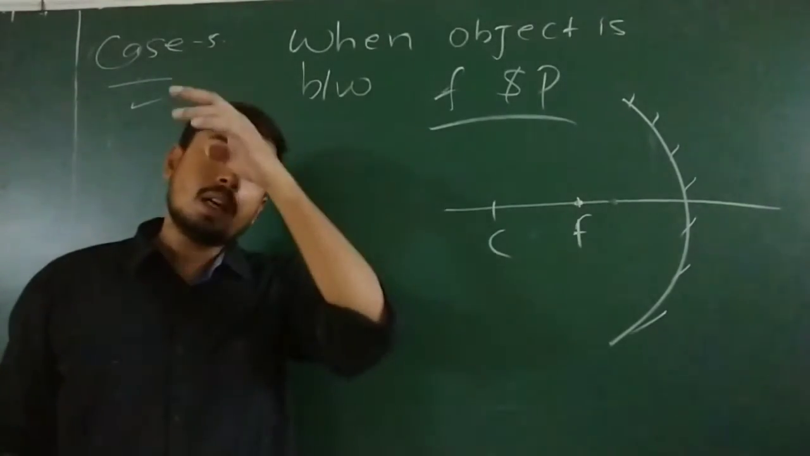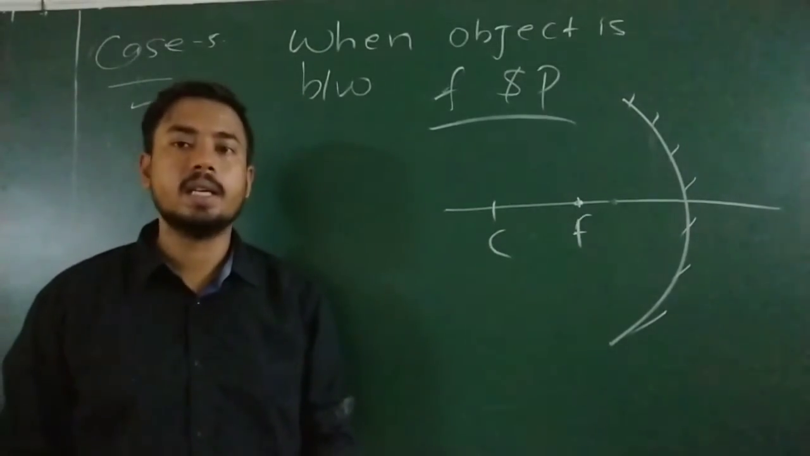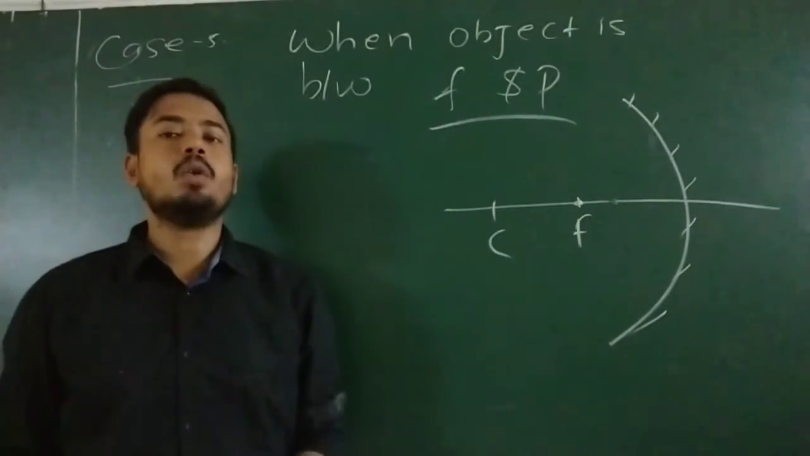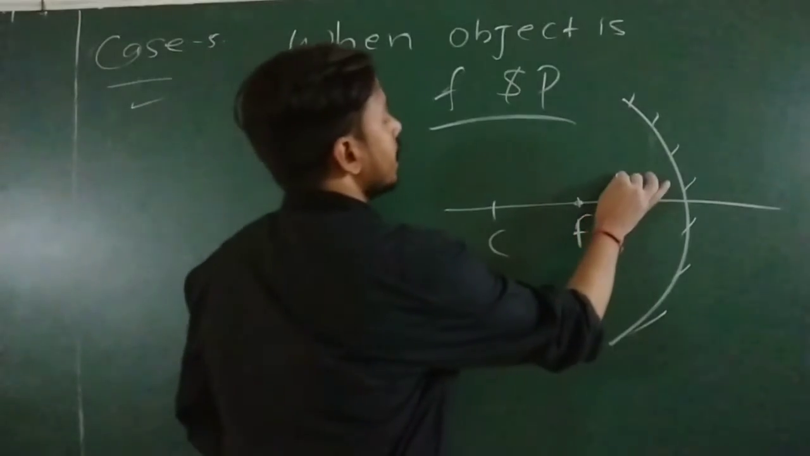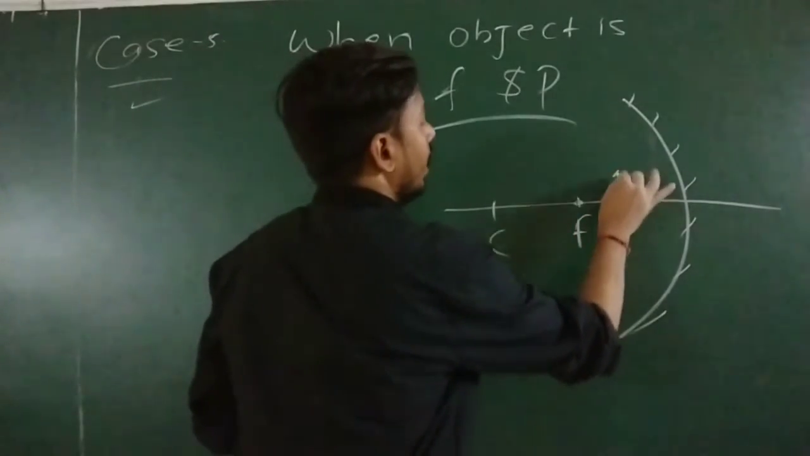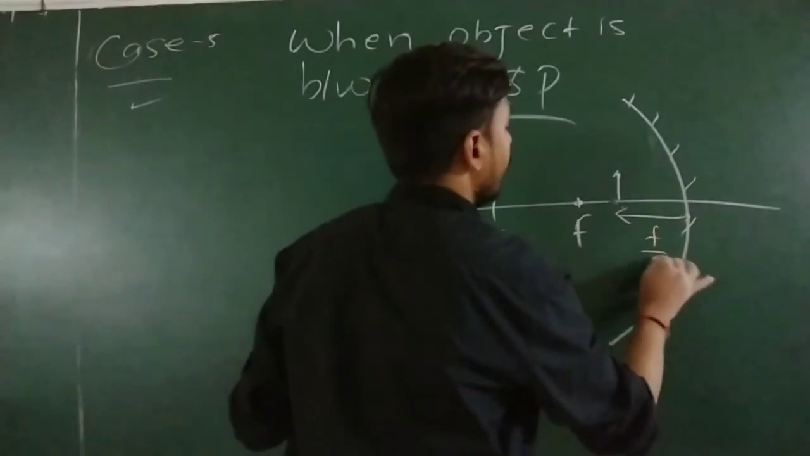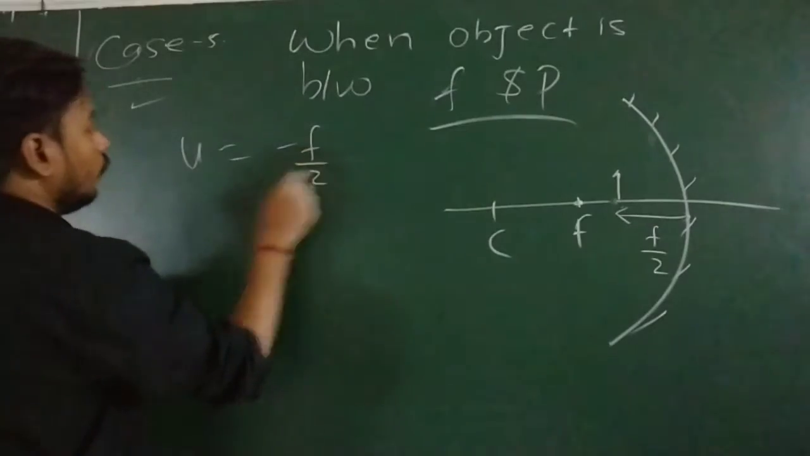Step between focal length and pole. So try to recall the concept of yesterday that I said. The image will be virtual, erect and enlarged in size. All these things today I am going to prove mathematically. So to prove it mathematically, suppose the object is here and assume the distance of the object is equal to f by 2. So u becomes minus f by 2.